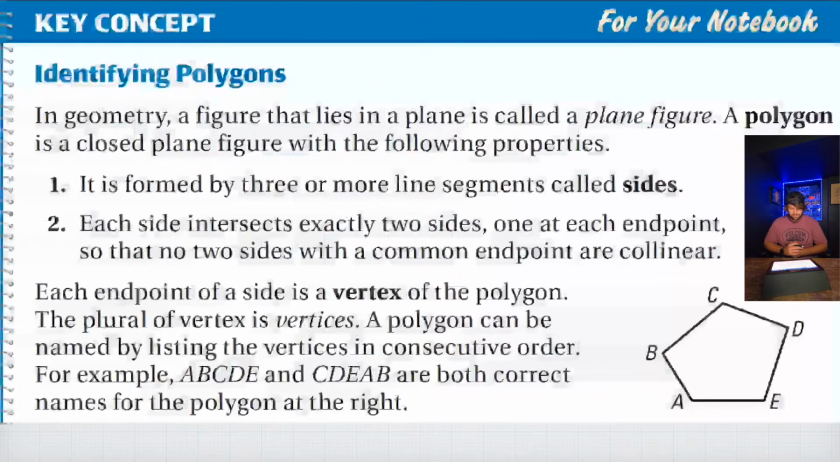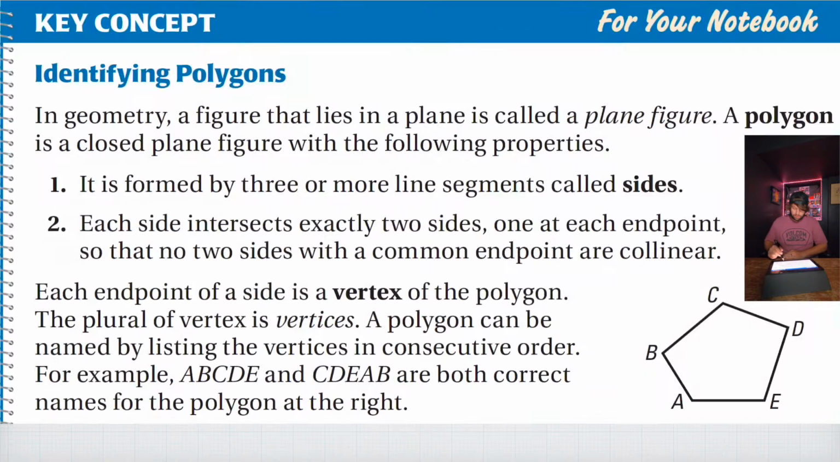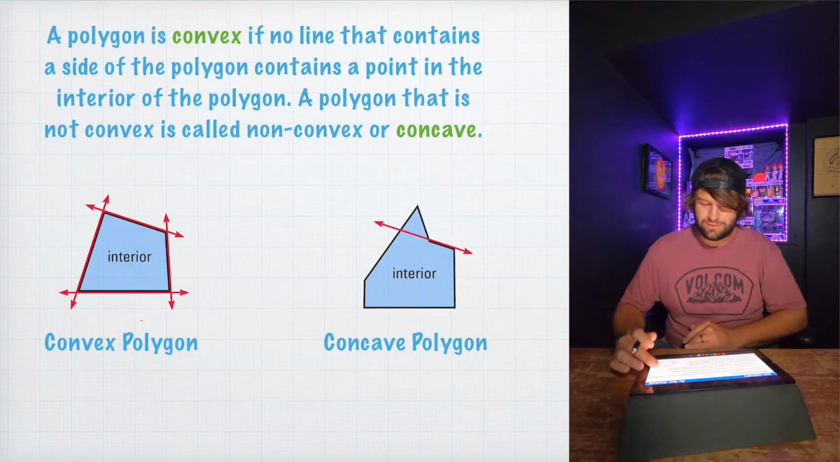The plural of vertex is vertices. A polygon can be named by listing the vertices in consecutive order. For example, ABCDE and CDEAB are both correct names for the polygon at the right. Really important thing to note here is all they want you to do is list them. So if you start here, you got to go in that order. If you start here, you gotta go in that order. Easy enough. I personally prefer alphabetical order. If you're one of my students and you're doing worksheets, do it alphabetical order. It'll save you time. Make sure you get the right answers.